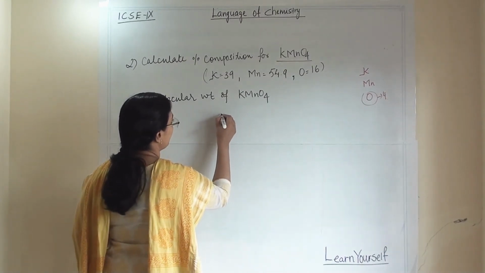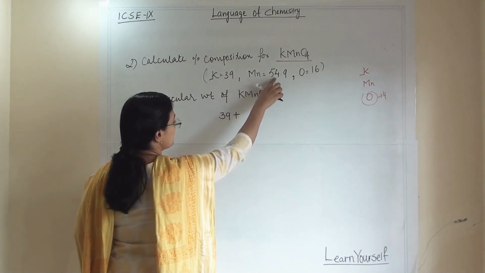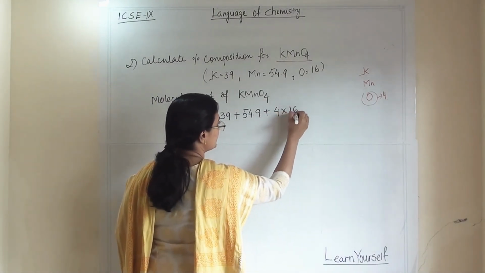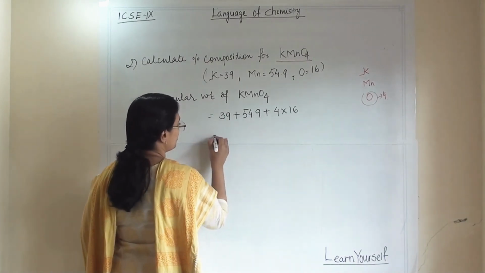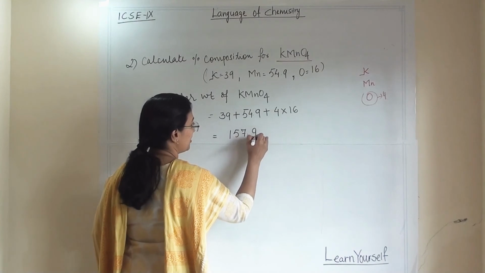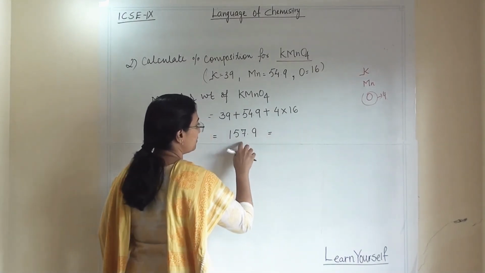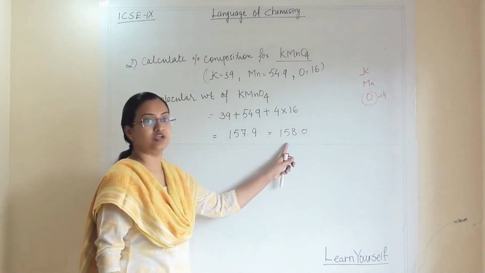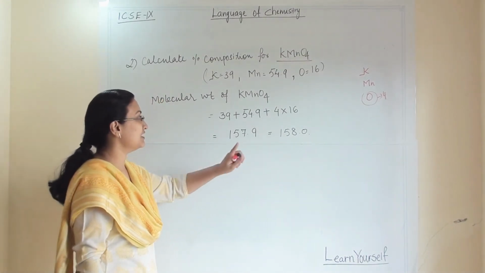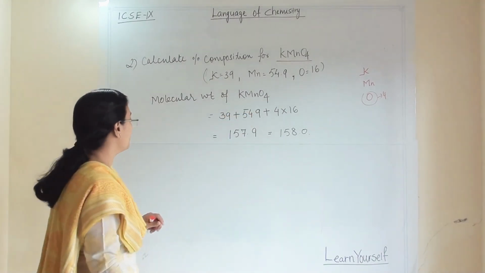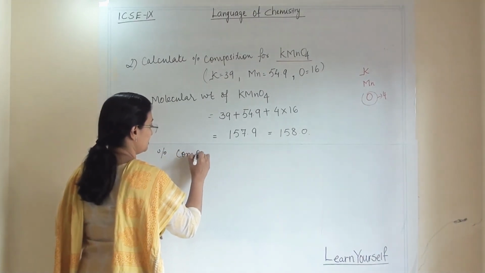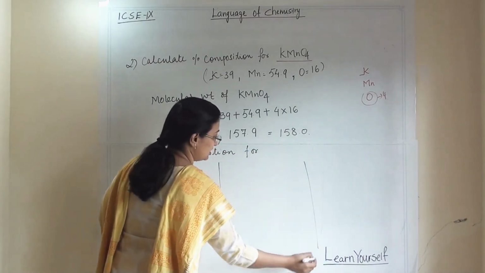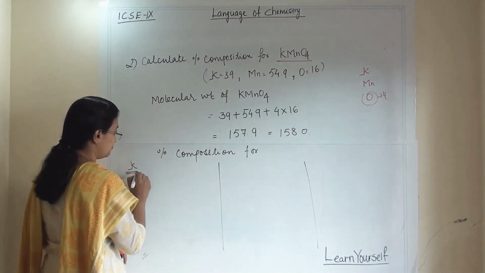So in this we have 39 plus 54.9 plus 4 oxygen. So 4 into 16, so this is 64. So the answer is 157.9. So we are rounding up this and we are taking 158.0. So this is going to be our molecular weight. Now with respect to this, let us find out first percentage composition for potassium. So percentage composition for, let us make 3 different sections. Here I am going to find out for potassium.